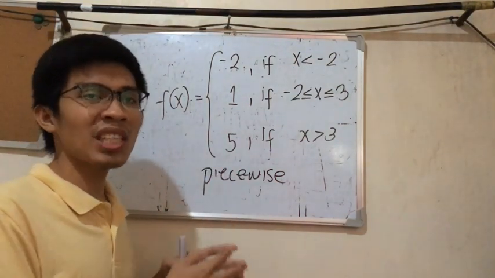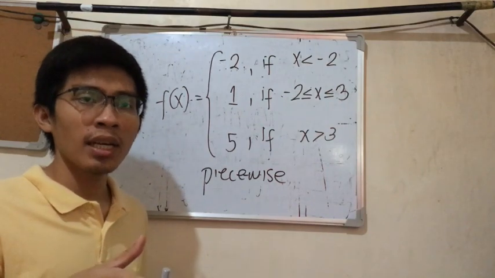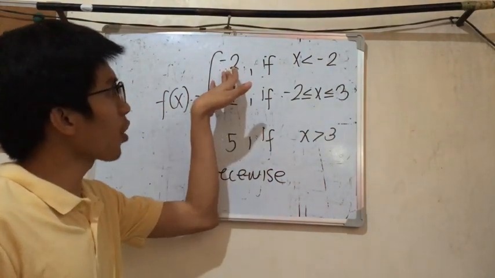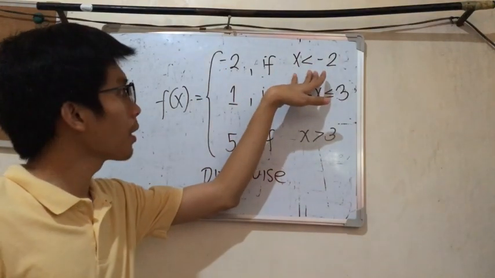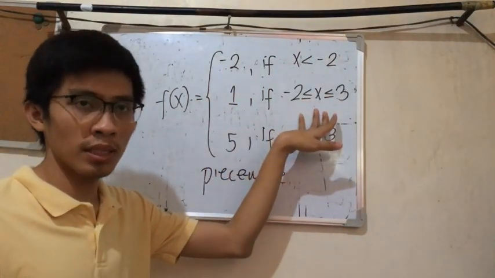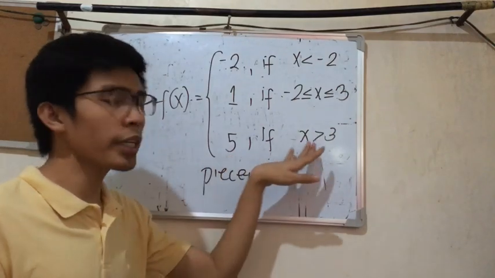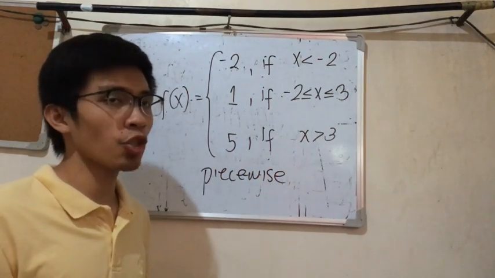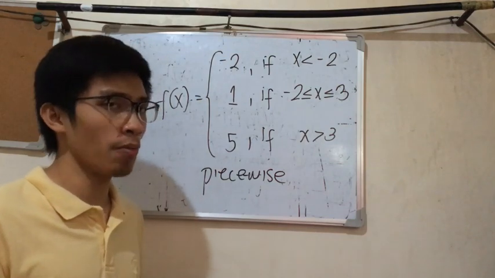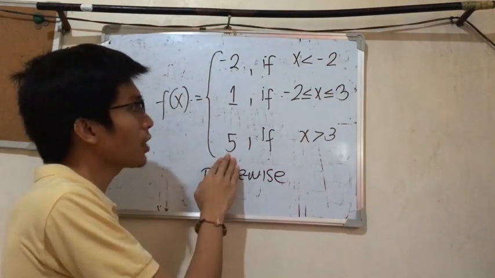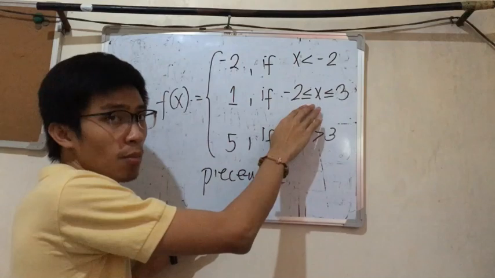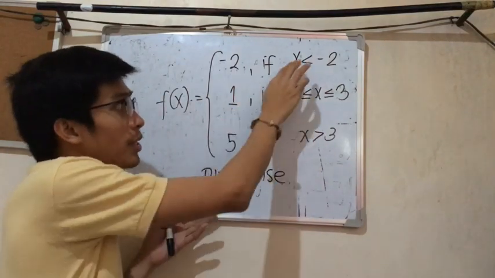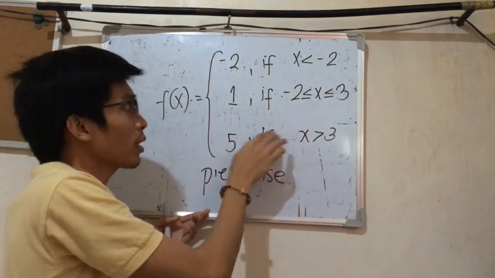Obviously, a piecewise function works at a certain domain. In short, this function works only here, this function works only in this domain, and this function works only in this domain. And we believe in a piecewise function, it doesn't jump into other domains. Meaning 5 does not work in this domain and also in this domain. 2 does not work in this domain and does not work in this domain.